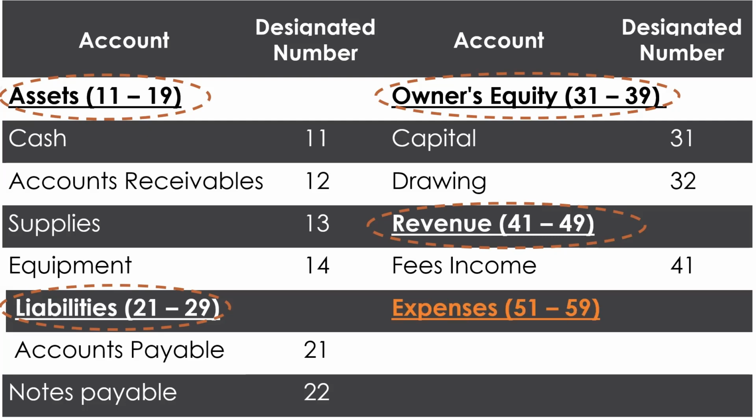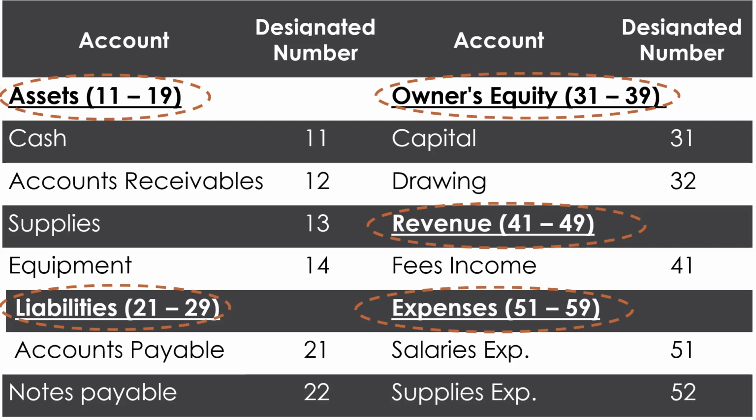Finally, we have expenses numbered from 51 to 59. These expenses cover the costs necessary to run the business, such as salaries expense at 51, which tracks employees' wages, and supplies expense at 52, which records the cost of materials used in operations. With this organization, we now have a well-structured ledger where every account has a designated place.